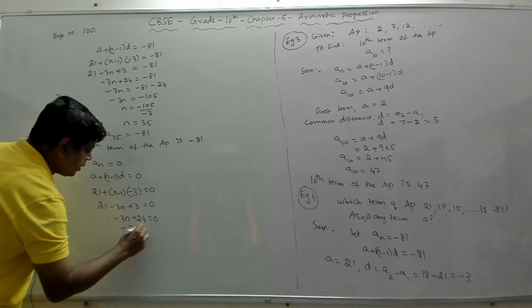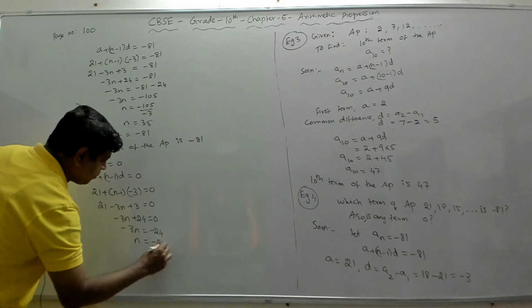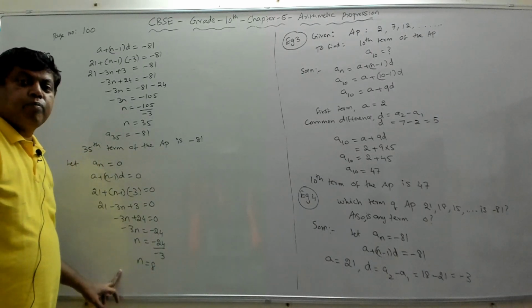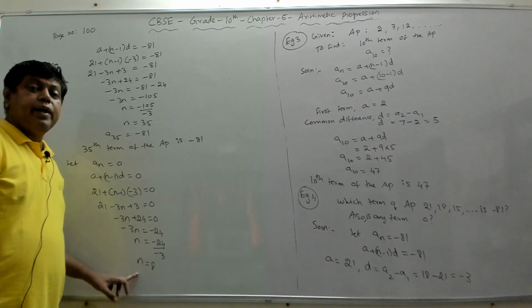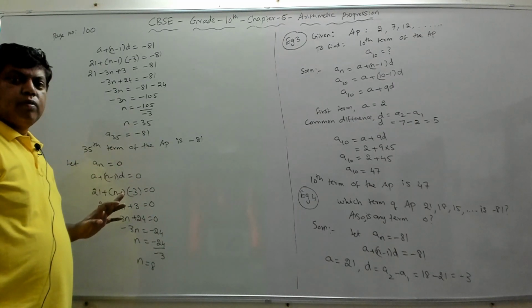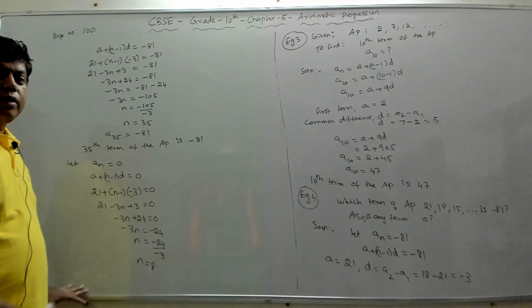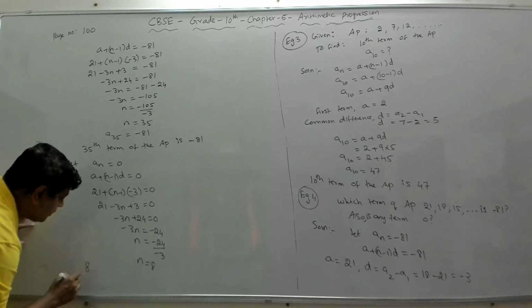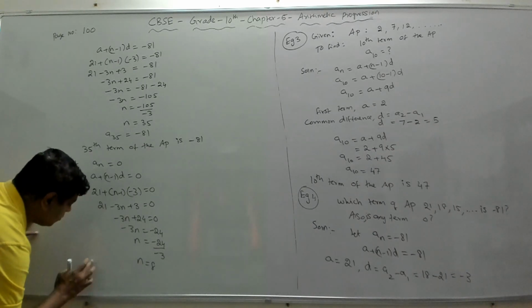So minus 3n equal to minus 24. Your n becomes minus 24 by minus 3. So n becomes 8. So now n is a positive integer, which means n is 8. So your eighth term will be 0. The eighth term of this AP will be 0. So therefore A8 is 0. N is 8 means A8 is 0.